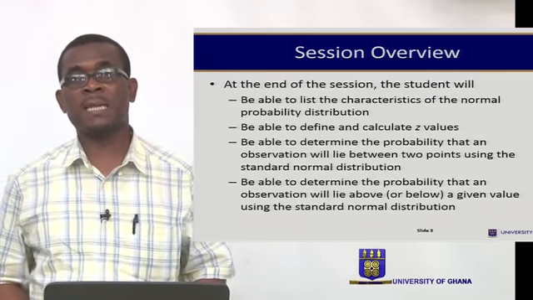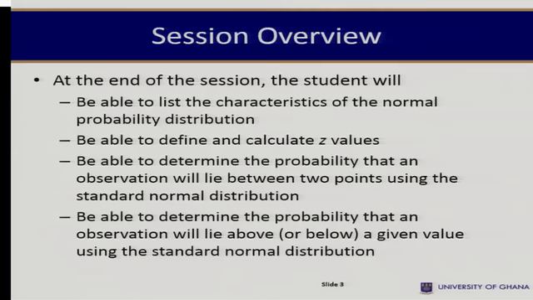Now, it is expected that at the end of the session, you will be able to list the characteristics of the normal distribution, define and calculate what are called z-values, and then calculate the probability that a random variable lies between 2 points using what is called the standard normal distribution.